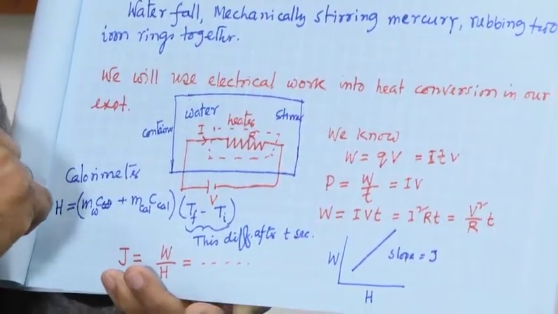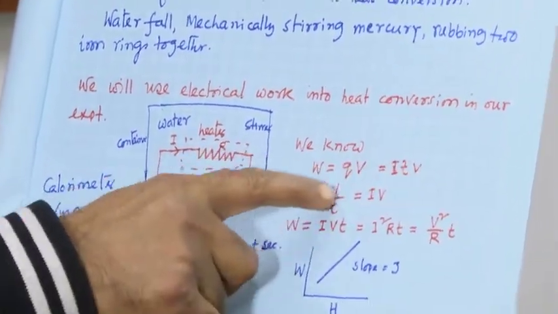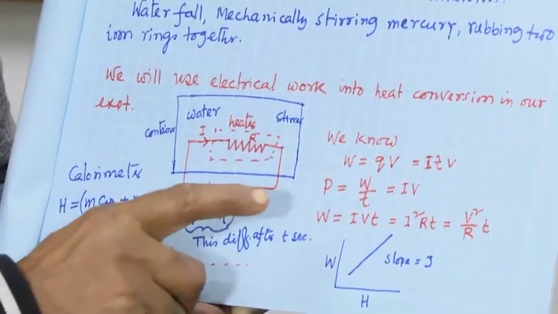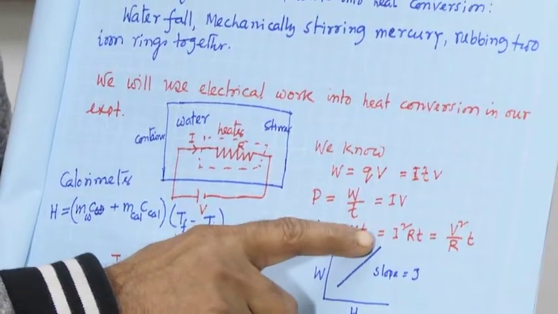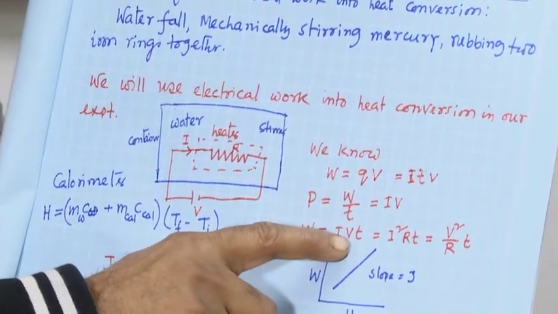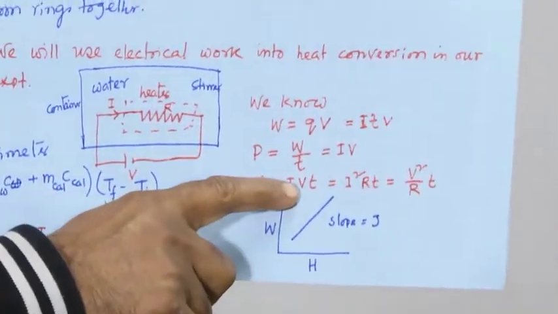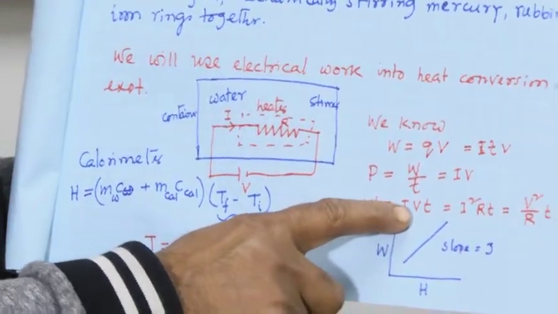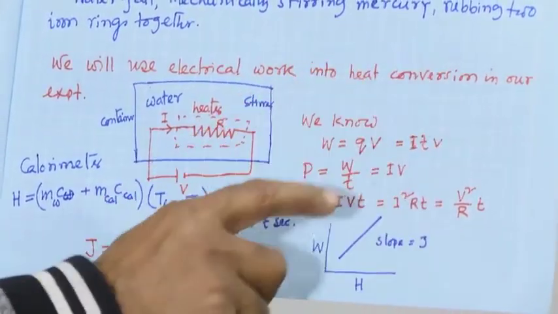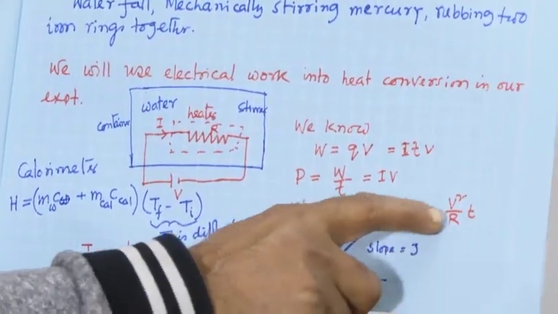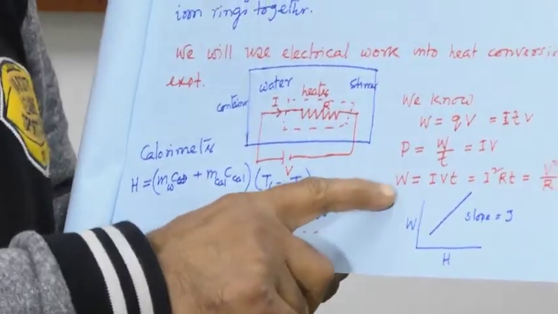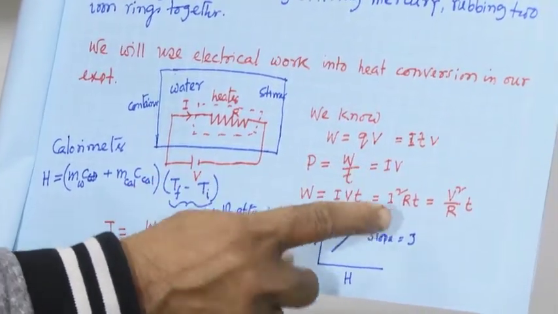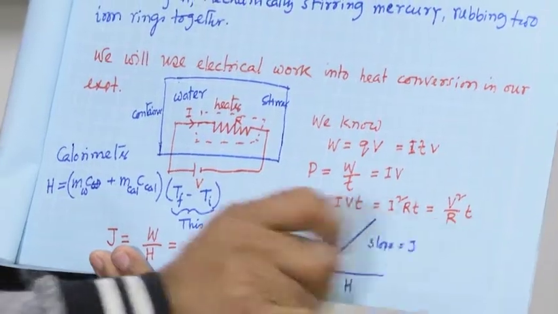Of course, power is W by T, equal to IV. Anyway, we are interested in the work. So now this W, the electrical work, equals IVT. I can write V equal to IR. If this current passes through a resistance under a potential difference V, then IR will be the potential difference V. So this will be I square RT, or, converting I equal to V by R, you can also write V square by RT. So electrical work can be written as IVT or I square RT or V square by RT, where T is the time.